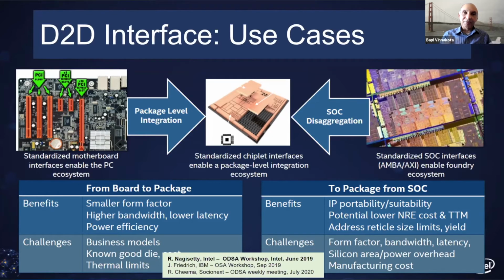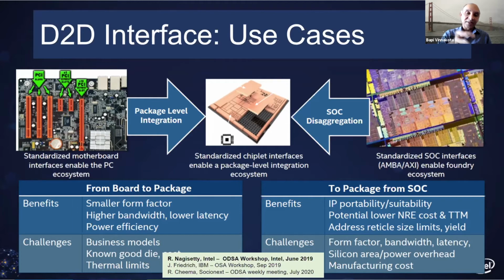All this boils down to two broad things that people look at. One is package level integration: something's on a board and I want to squeeze it down into a package. The second is die disaggregation. I've got a large die, and either I break it down into smaller dies for yield, or I break it down into modular components that I can reuse.